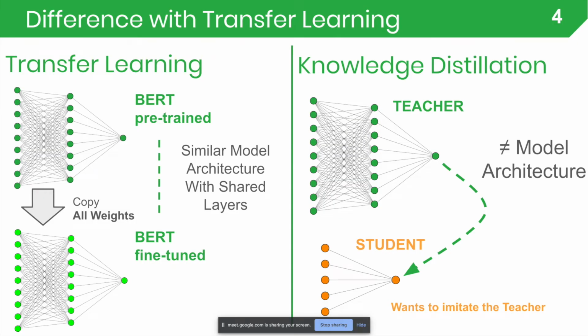So now I want to explain the major difference with transfer learning, and it's in 2 points actually. First of all, in transfer learning, we're usually working with similar model architecture, and we talk about shared layers between these models. What we do essentially is copy all the weights from one model to another. Whereas in knowledge distillation, the student can be fundamentally very different from the teacher in terms of model architecture. And the second point is that what the student is going to imitate is the output of the teacher only, so the last layers in the neural networks.